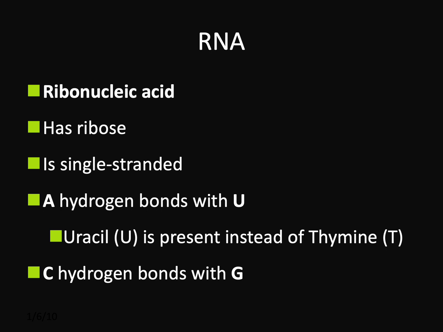We know RNA stands for ribonucleic acid. We know that the pentose sugar is ribose, not deoxyribose. It's single-stranded instead of double-stranded. Adenine bonds with uracil instead of thymine. No thymine in RNA. But cytosine still bonds with guanine.